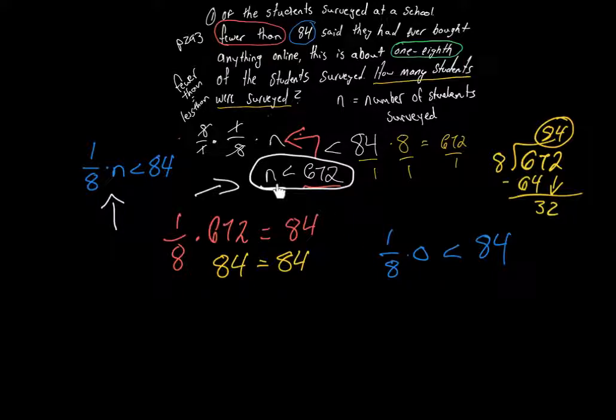0 is less than 672. Now let's solve. We got ourselves a pretty simple multiplication problem. Okay? 0 times 1/8 is 0, and 0 is in fact less than 84. That is true. So we know that we've done this right.